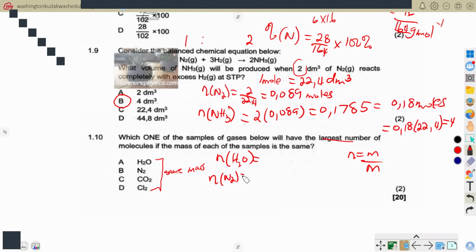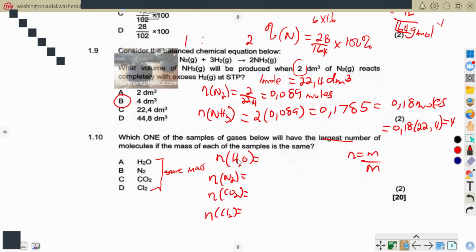For nitrogen, and then calculate the number of moles for carbon dioxide, and then calculate the number of moles for chlorine, so that we can compare these. For us to do that, we need the molar mass for water, the molar mass for nitrogen, carbon dioxide, and chlorine.